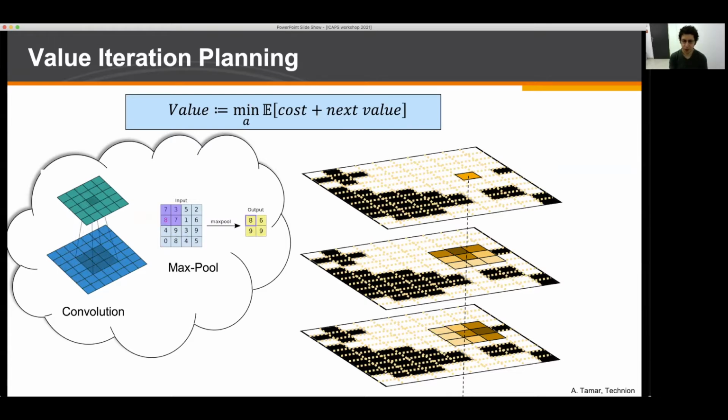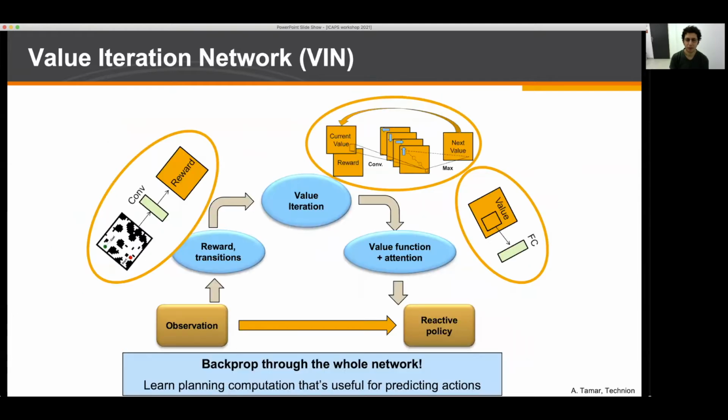And these are actually the same computations, but organized a little bit differently. So if you believe that you can backpropagate through a convnet, you can actually backpropagate through the value iteration algorithm. With this idea in mind, we designed what we call a value iteration network, which has this differentiable value iteration planning algorithm as a part of the network itself.